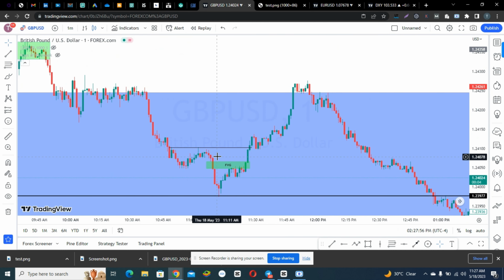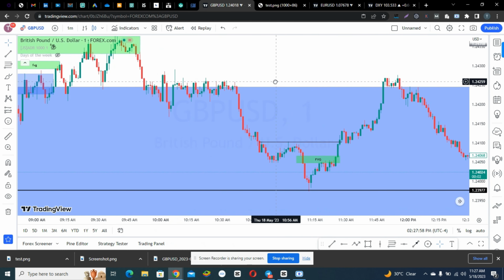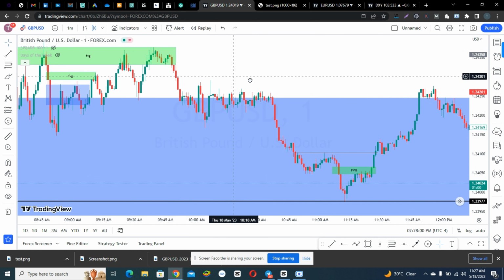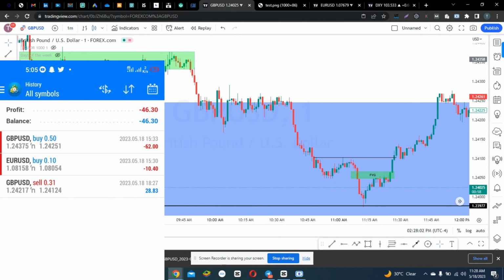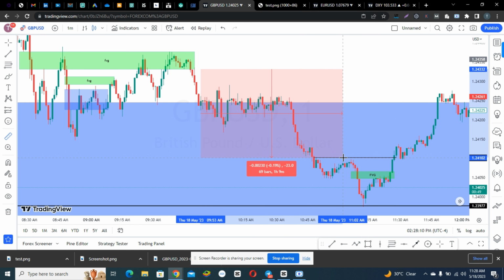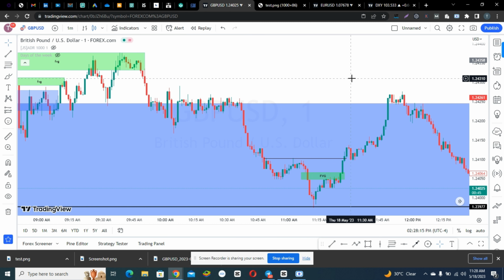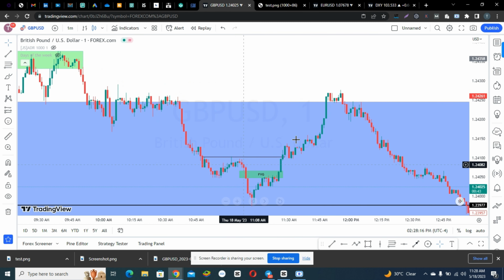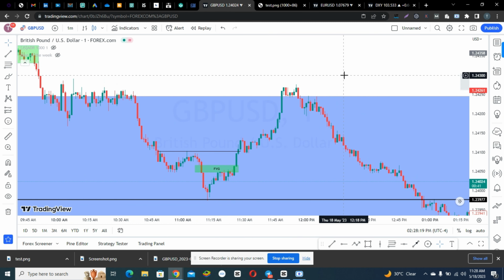So I actually lost $46 today, which is not bad. It's not even up to a percent of my account. That was about 20 something pips. Okay. It's not even up to a percent of my account. So yeah, that's the trade breakdown for EUR/USD that I took today, 18th of May 2023.